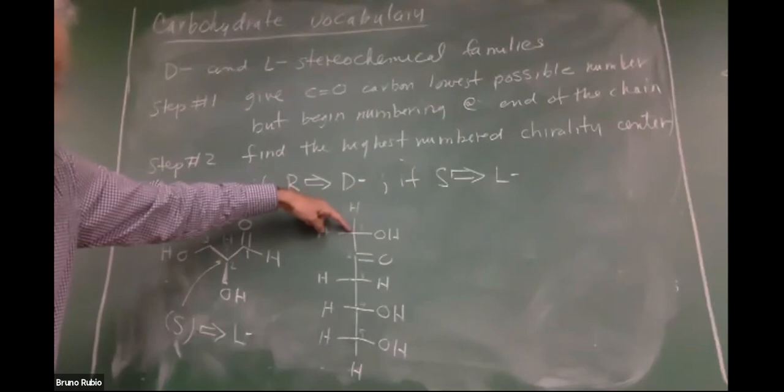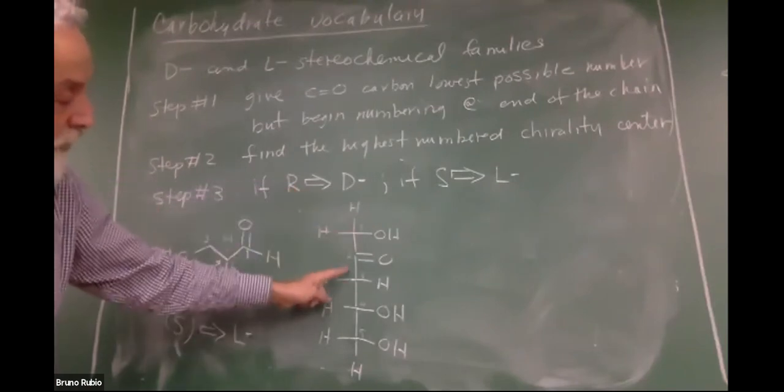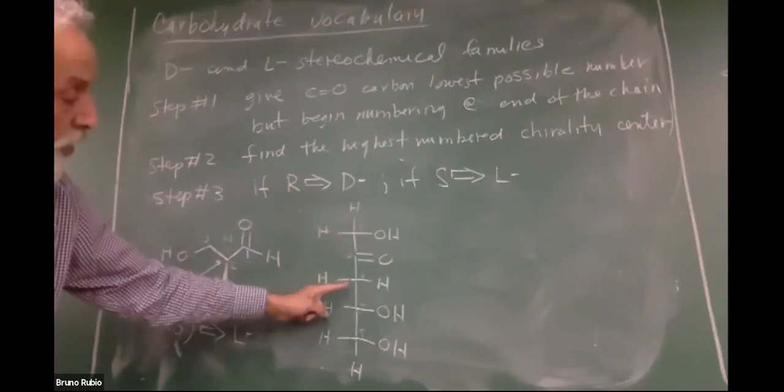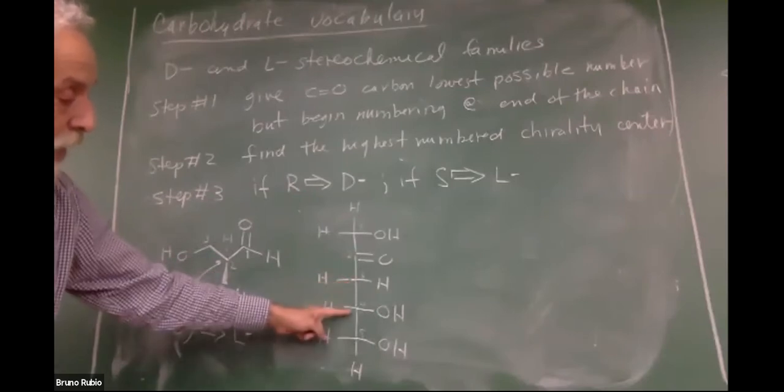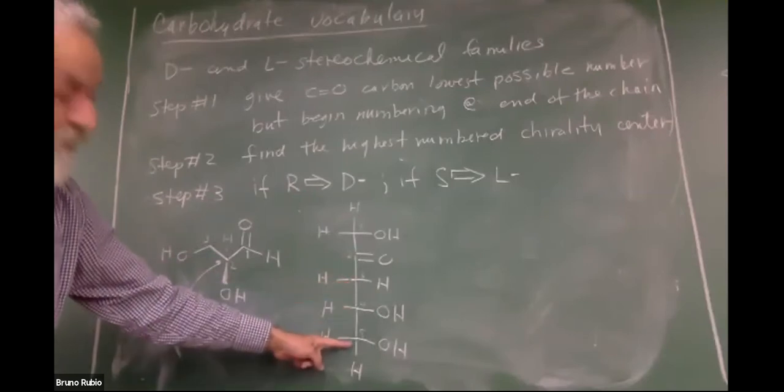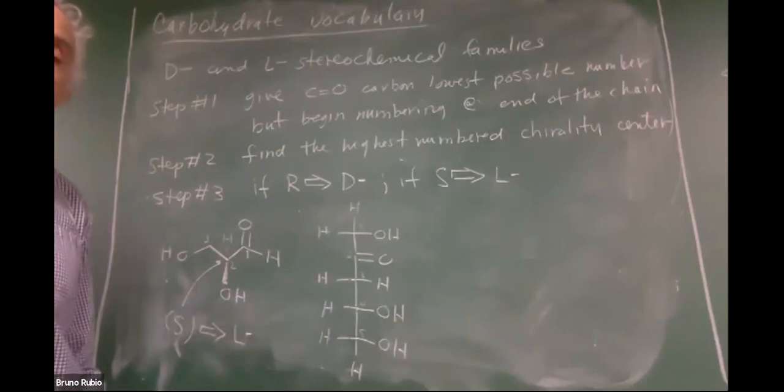Is carbon 1 a chirality center? No. Is carbon 2 a chirality center? No. How about carbon 3? No. How about carbon 4? Yes. How about carbon 5? No. So carbon 4 is the highest numbered chirality center.